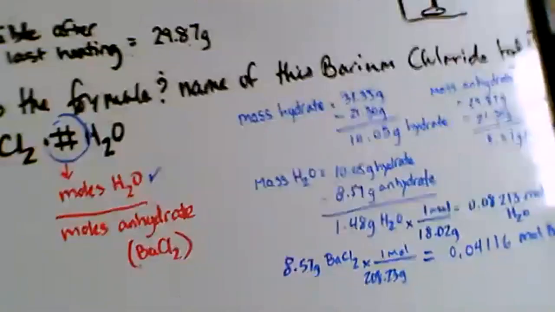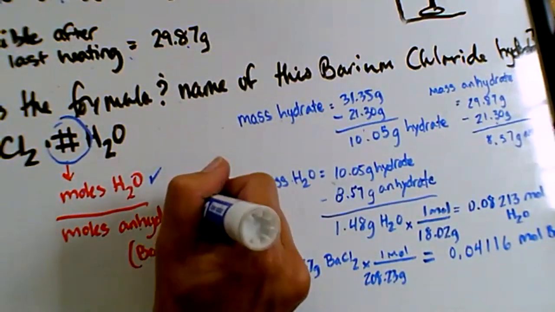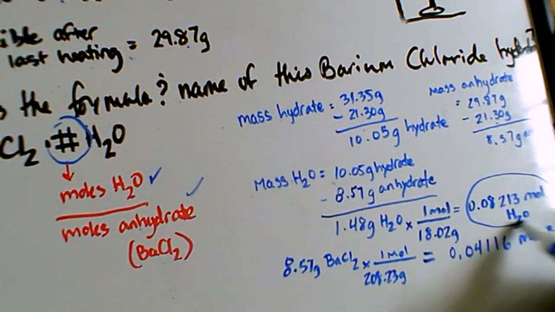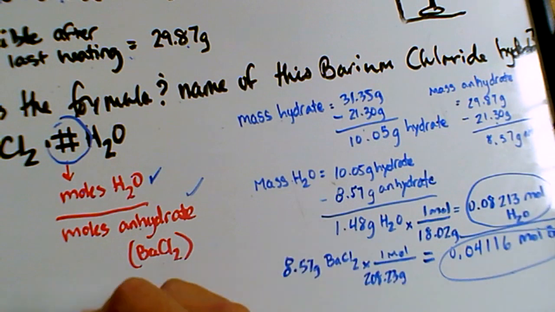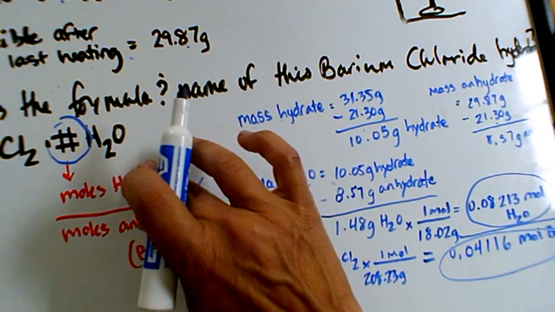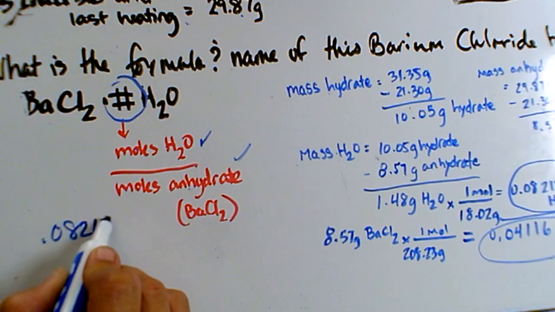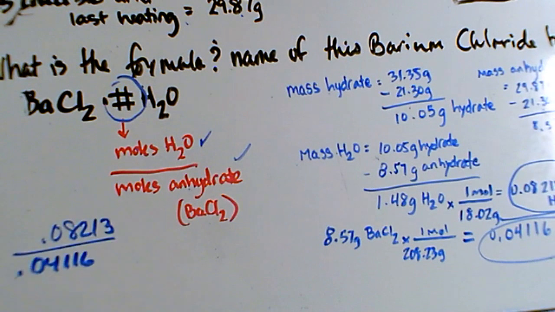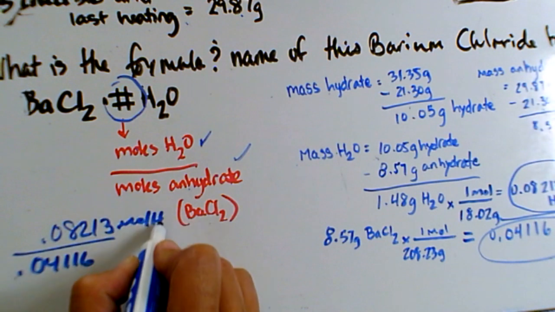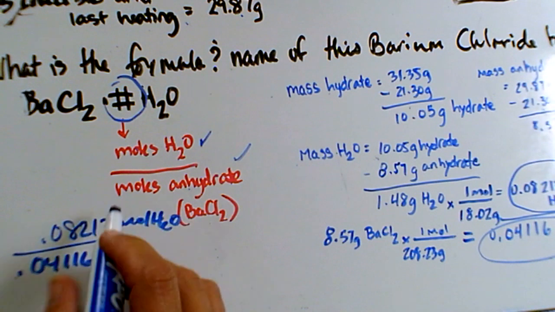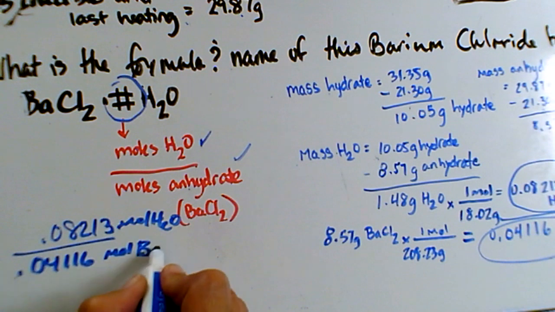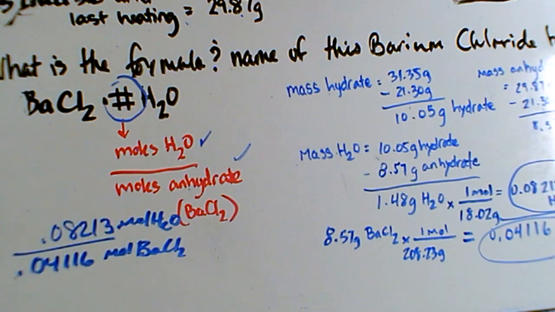Okay, so I now have my moles of my anhydrate, right? Moles of water, moles of anhydrate. If I divide those, you can easily see it's going to be a 2. 0.08213 divided by 0.04116. That's moles of water. Now, I've done more than necessary here, but just realizing how hard it is to teach this way. But you can see that's going to be a 2.